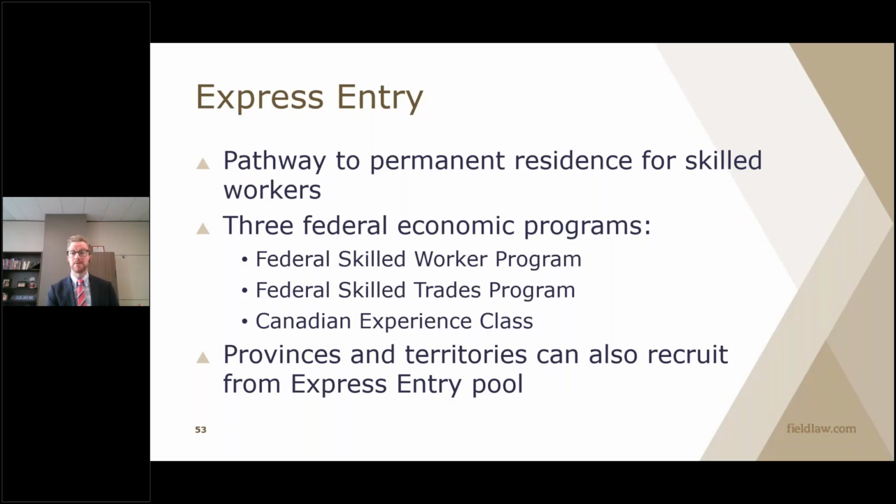This is a pathway to permanent residence for skilled workers. There are 3 federal economic programs workers must qualify for, being the Federal Skilled Worker Program, the Federal Skilled Trades Program, as well as the Canadian Experience Class.